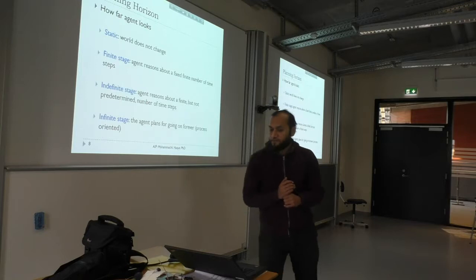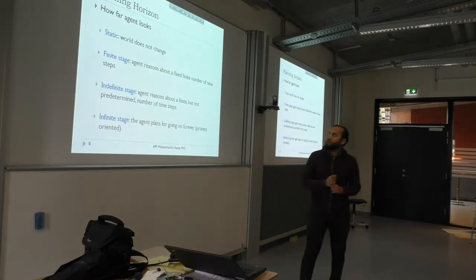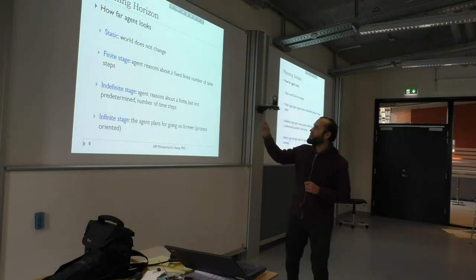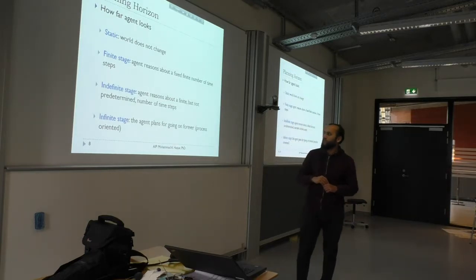So the next thing is planning horizon. The basic idea is how far the agent looks. And it can be in four dimensions. One is static, another is finite stage, another is indefinite stage, and the last one is infinite stage.